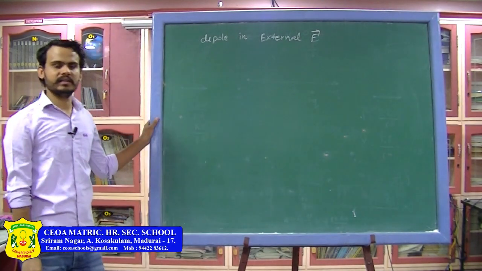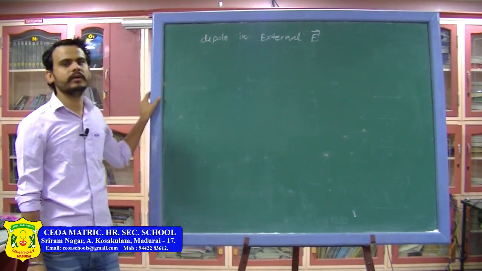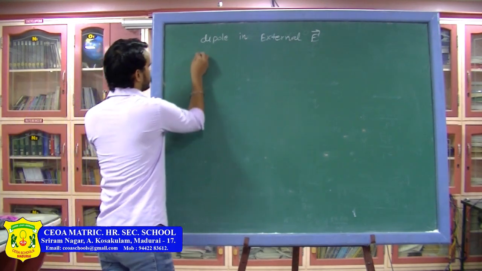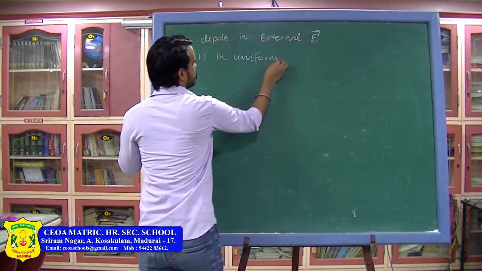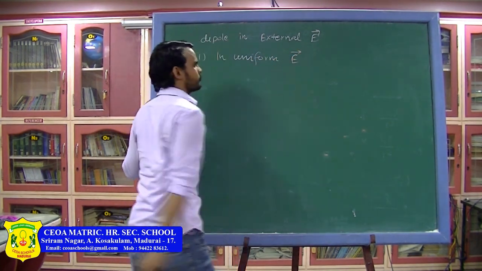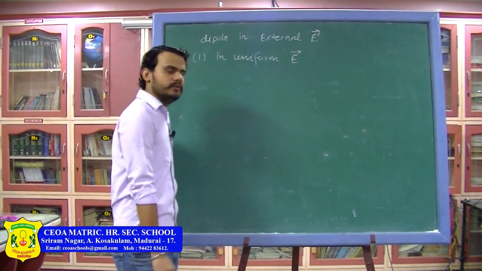As we know, electric field can be uniform or it can be non-uniform. So we are going to study this under two different headings. First one will be in uniform electric field. In the last class we have also said what a uniform electric field is.